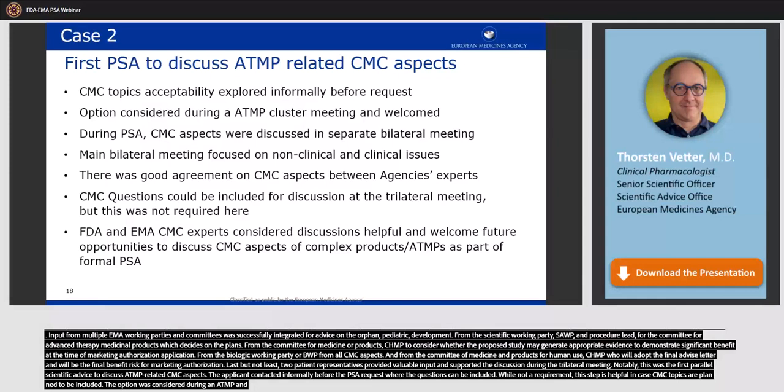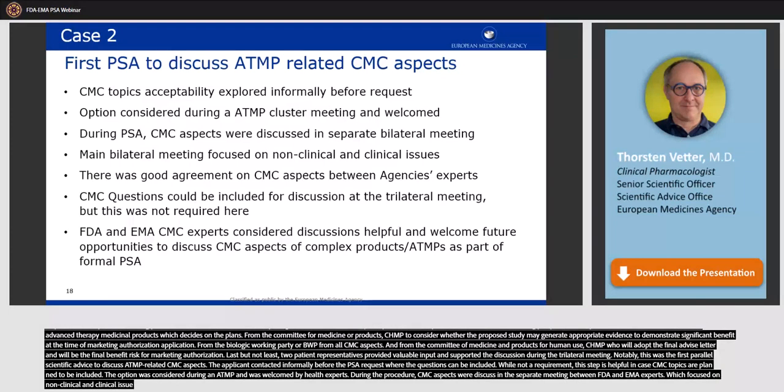During the PSA procedure, CMC aspects were discussed in a separate meeting between FDA and EMA experts in parallel to the main bilateral meeting, which focused on non-clinical and clinical issues. There was overall good agreement on CMC aspects between the agencies. CMC questions could be included for discussion at the trilateral meeting, but this was not required for this parallel scientific advice.